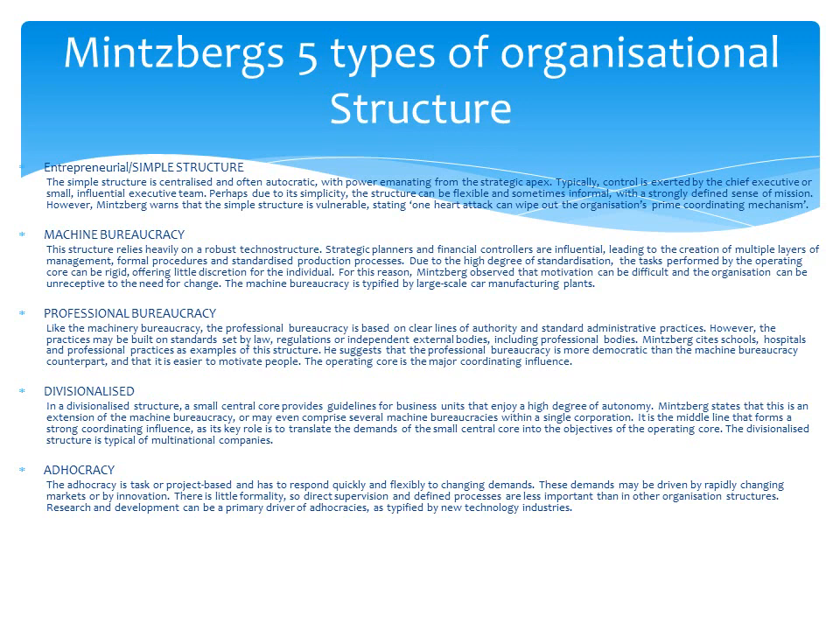Mintzberg said there are 5 components, and then he actually said, unfortunately from your point of view, Yabu, there are 5 forms of companies. You can say it's quite a simple structure, which is usually a small business. The structure is centralised, autocratic, power from the top, typically control from the chief executive with small teams. Perhaps due to simplicity, the structure can be flexible, with strongly defined sense of mission. However, Mintzberg warns the simple structure is vulnerable because one heart attack, a bit cruel, can wipe out the company's coordinating mechanism.